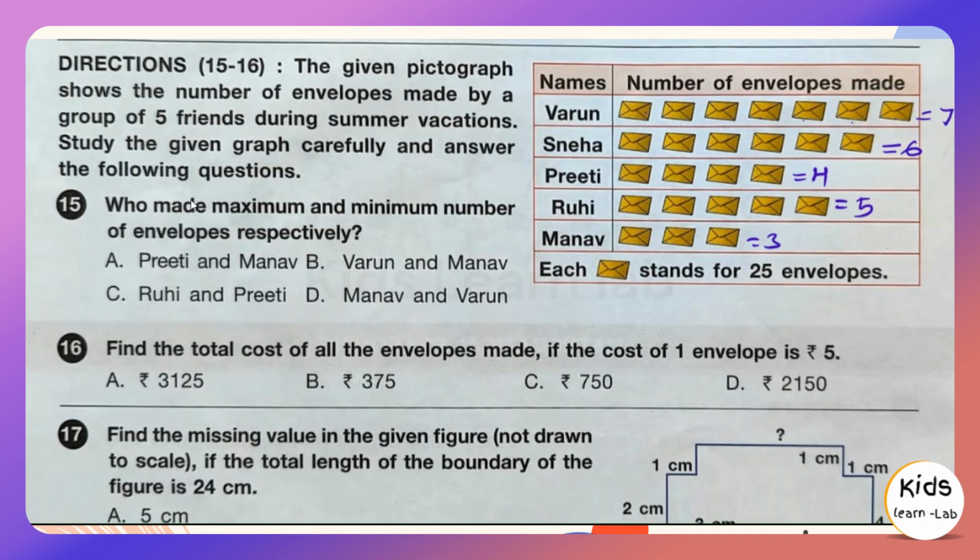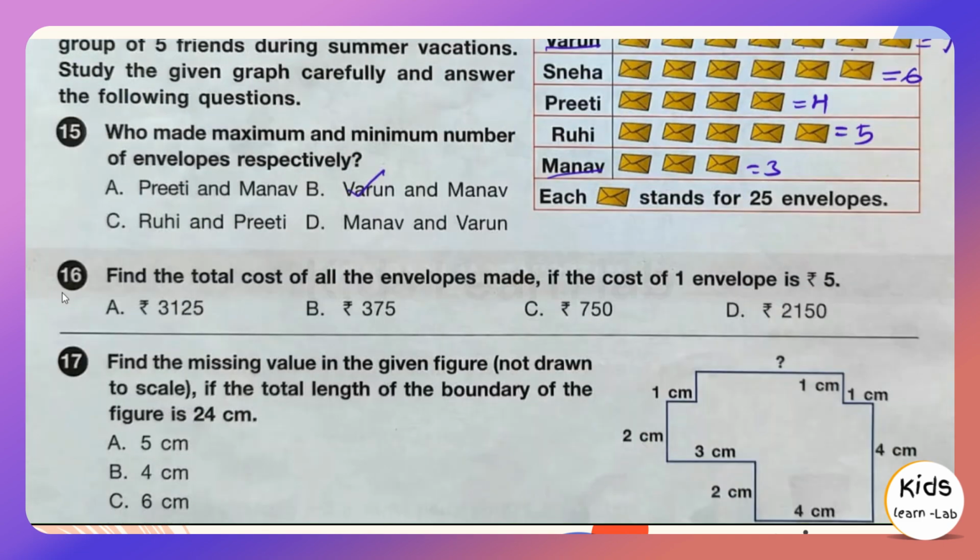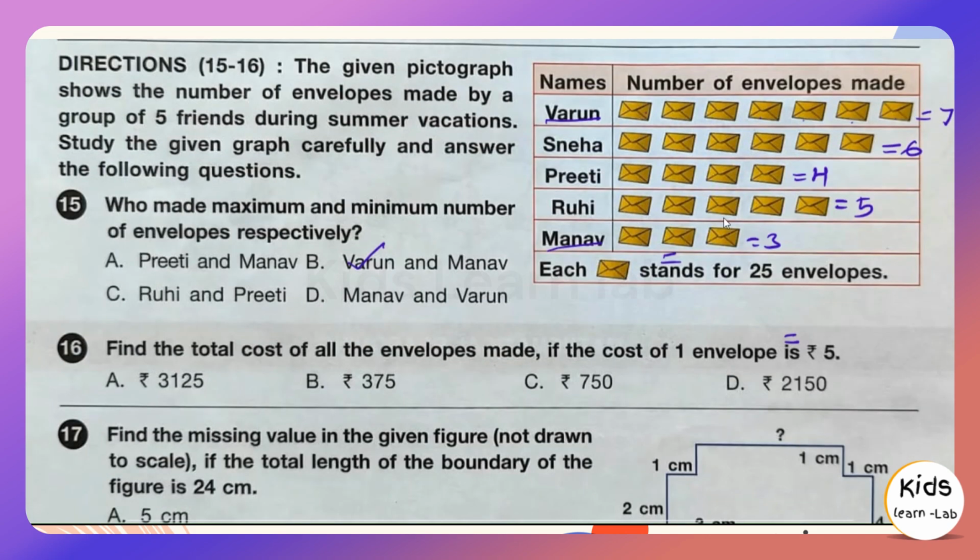So 15th question, who made maximum and minimum number of envelopes respectively? So Varun has maximum envelopes made and Mano has made minimum number of envelopes. So Varun and Mano is the right answer. So 16th question, find the total cost of all the envelopes made if the cost of one envelope is 5 rupees. So here each envelope stands for 25 envelopes and one envelope stands for 5 rupees. Total cost we are supposed to find. First let's add all these.